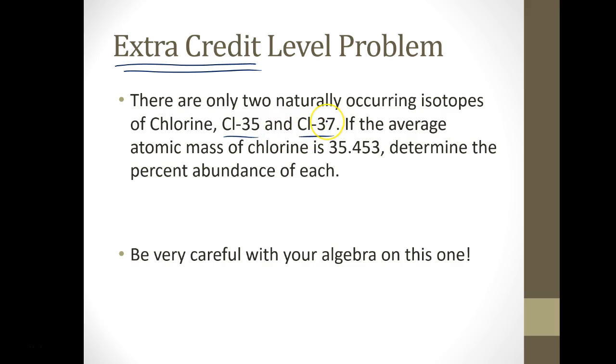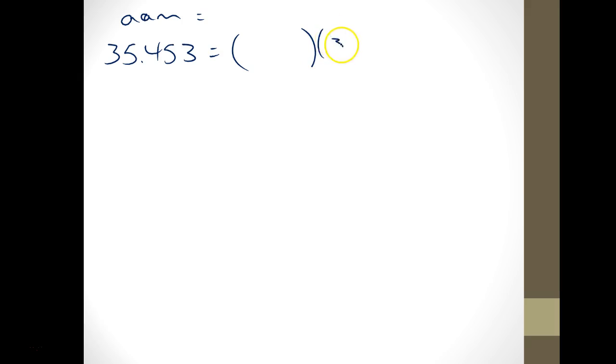You've got two naturally occurring isotopes. And the average atomic mass of chlorine came right off the periodic table. So I'm going to do this over here. 35.453, that's the average atomic mass, equals the percentage of the first one multiplied by 35, added to the percentage of the second one multiplied by 37. The thing is, you don't know either percentage. I mean, one of them might be 40, and one might be 60, one might be 10, and one might be 90. But you don't know what either one of them is. What you do know is that they add up to 100.